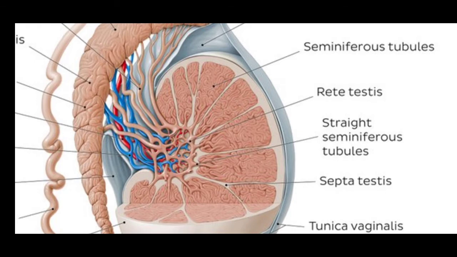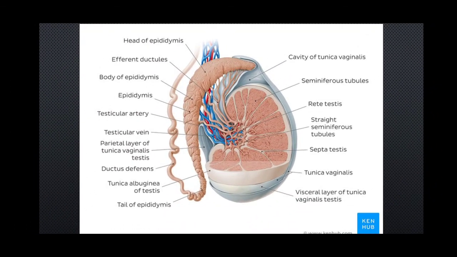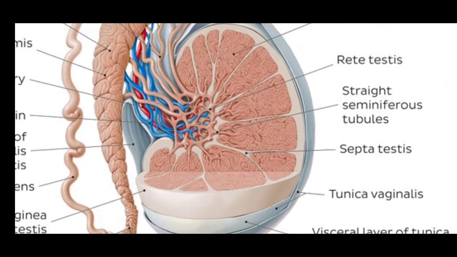This seminiferous tubule is housed within chambers called the testicular locules. At least 3 to 4 highly coiled seminiferous tubules can be found per locule, and in total there are about 250 locules present. So we can roughly say that there are around 1000 seminiferous tubules in a single testis.